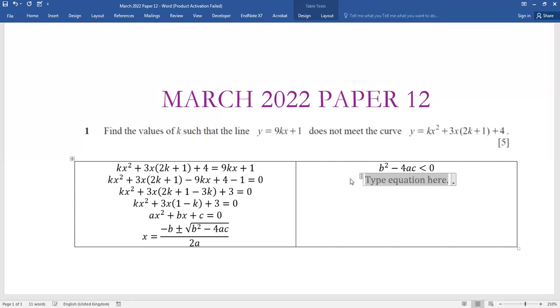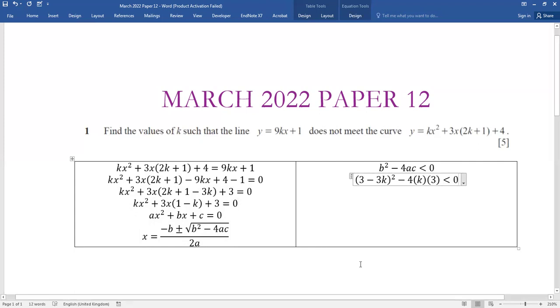Now I get an inequality. What is b? b is the coefficient of x, so please be careful with this. What is your value of b? You can also take x common and you'll get 3 - 3k, squared, minus 4. a is k and c is 3. Is that right?